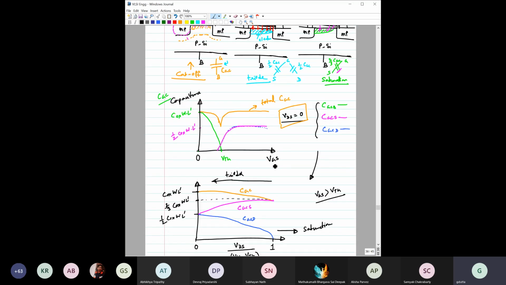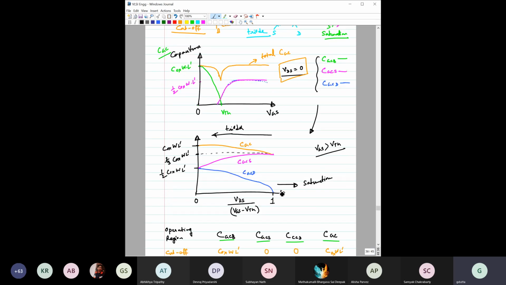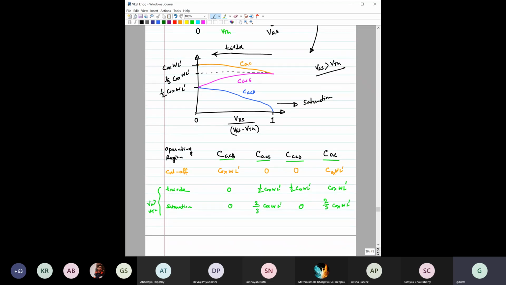Then we have also seen here that in the other case we have kept VDS equal to 0 and changed only the gate voltage, and here we are changing the gate drain voltage as well. And we have seen how, depending on the region of operation, the total capacitance as well as the gate to source channel capacitance and gate to drain channel capacitance change. Then we concluded with a simplified table.